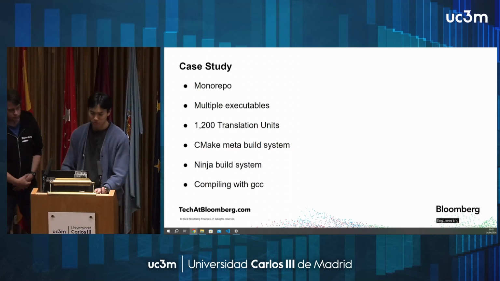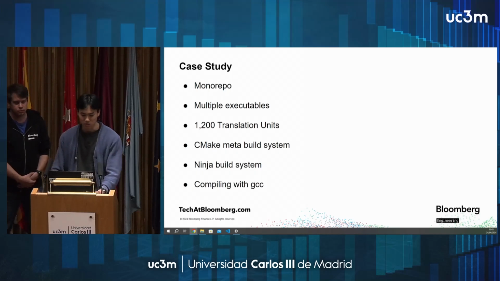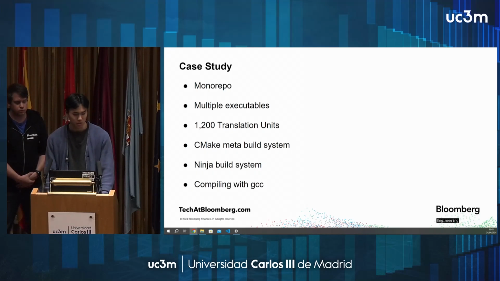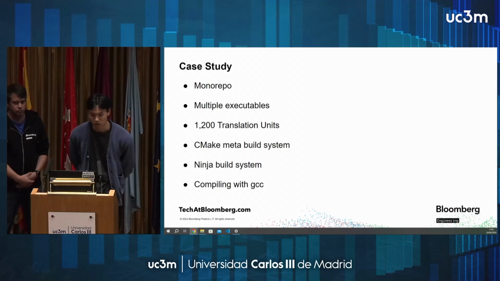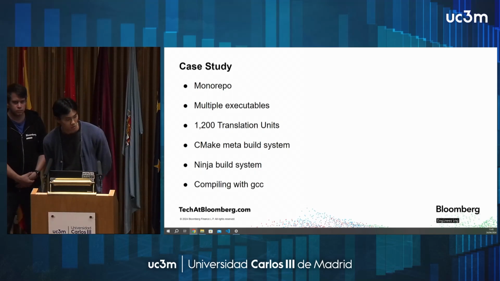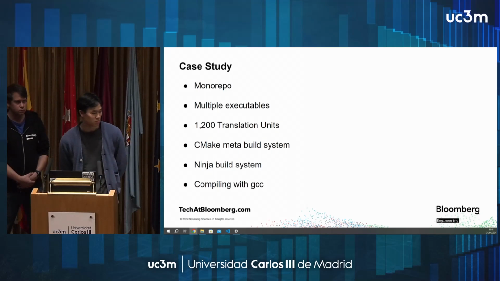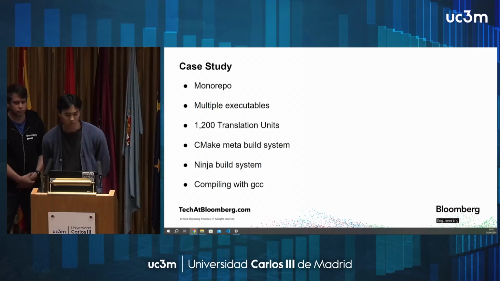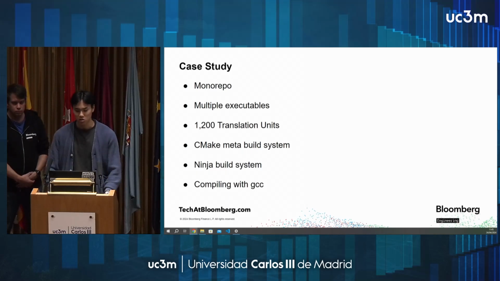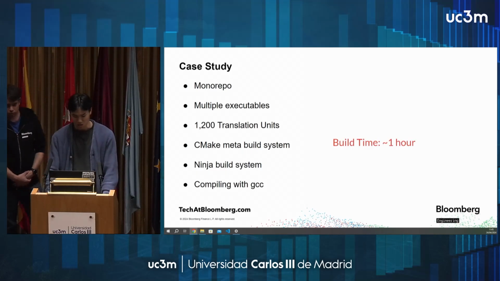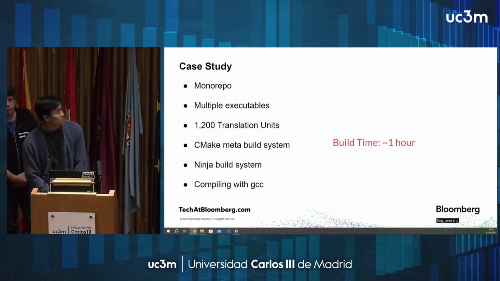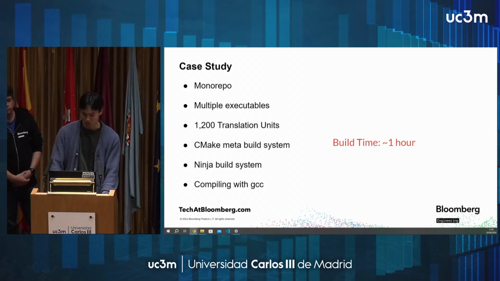Yeah, so Andrew shared some of the motivations for why we decided to implement the strategies to see how we can reduce our compilation times. And the case study that we applied it to was a mono repo with multiple executables, around 1,200 translation units. We're using the CMake meta build system, Ninja build system, and we're compiling with GCC. So yeah, just for you guys to be aware of the resources, and the build time was around an hour. So it was definitely slow, and we wanted to see what we could do to enhance our compilation times.